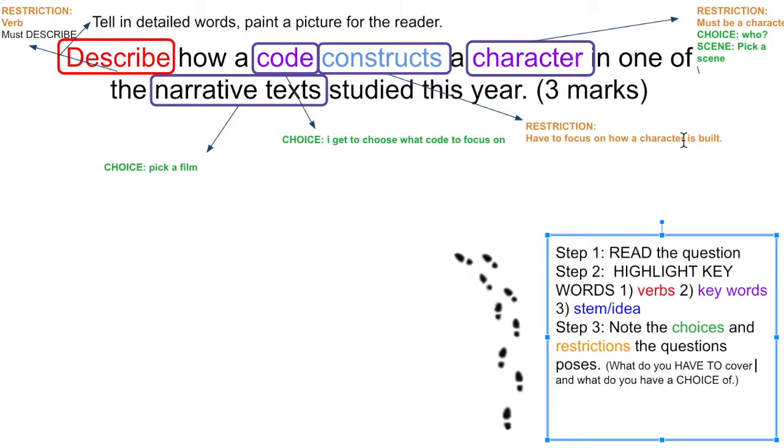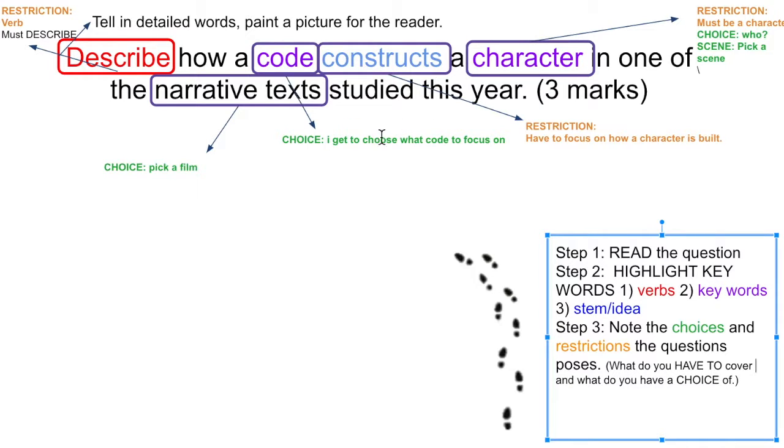Restriction, I have to talk about how a character is built and constructed to get the 3 marks. And a restriction, I have to describe it. I can't just identify, and I shouldn't be discussing. I need to describe it. So they're the things I have to do and the things I get to choose.